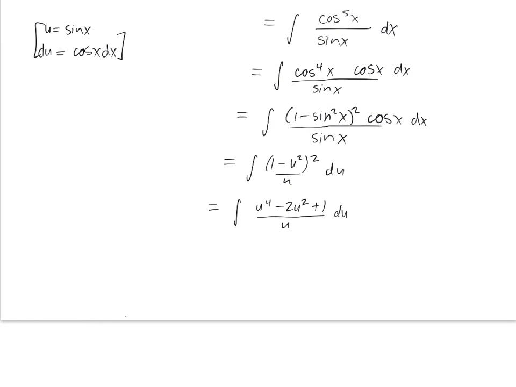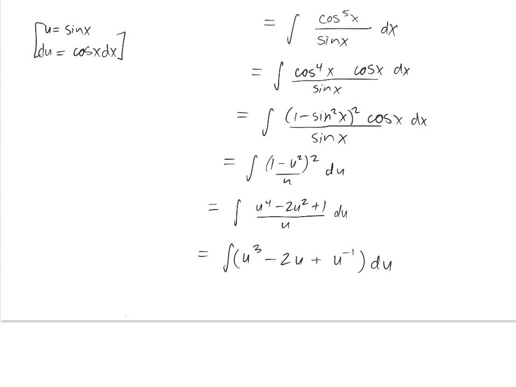Okay, now when you divide everybody by u, so really what this big fraction bar is kind of like a big parenthesis. It says everybody in the top gets divided by u, so u to the fourth divided by u is u to the third power now. Minus 2u, right? And the last term is u to the negative 1, or 1 over u. So I'll write it as u to the negative 1. We'll talk about what the antiderivative of that is.